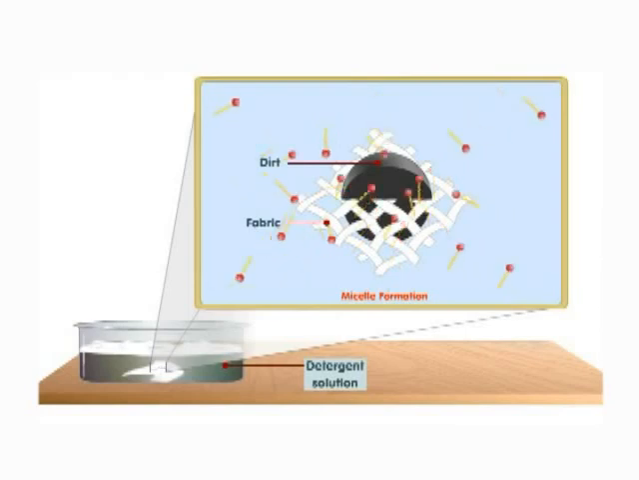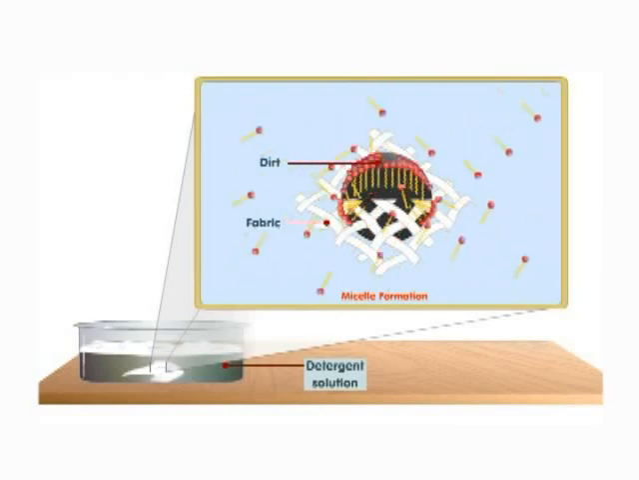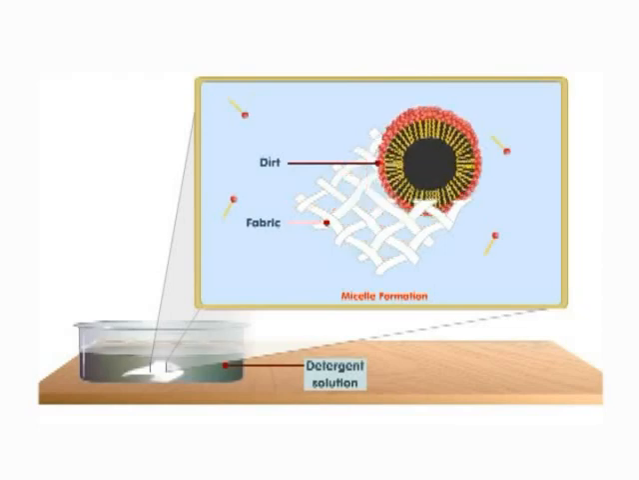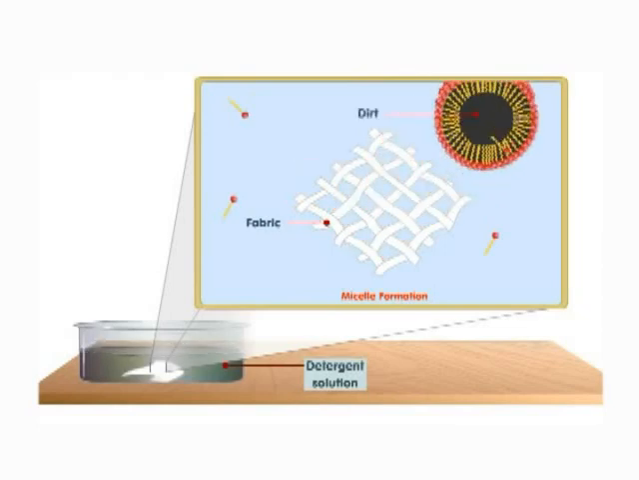The hydrocarbon chain is directed towards the center. Why? Because the dirt molecule is organic and is attracted to the non-polar hydrocarbon chain. On shaking, the dirt molecule is dislodged from the garment and is trapped at the center of the micelle. Upon rinsing, the dirt is removed away and the garment is clean.